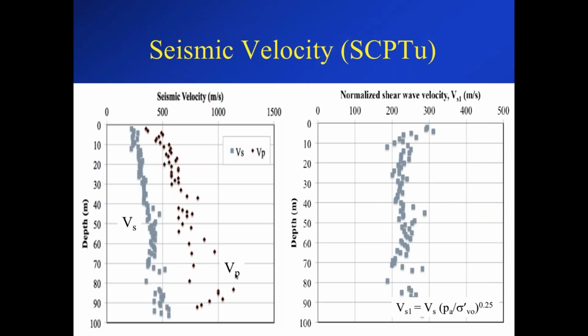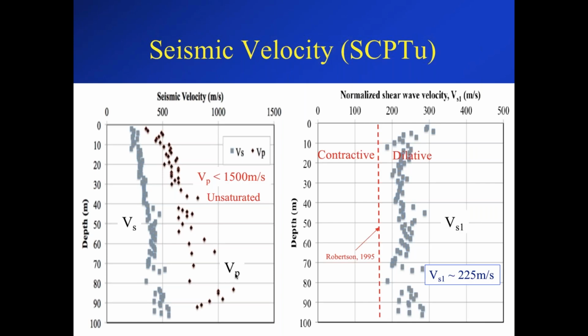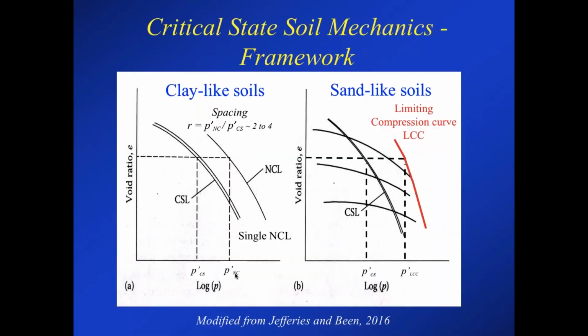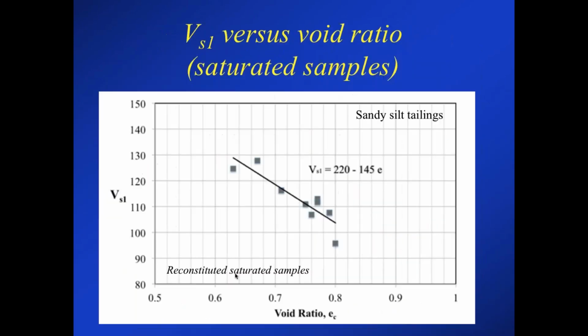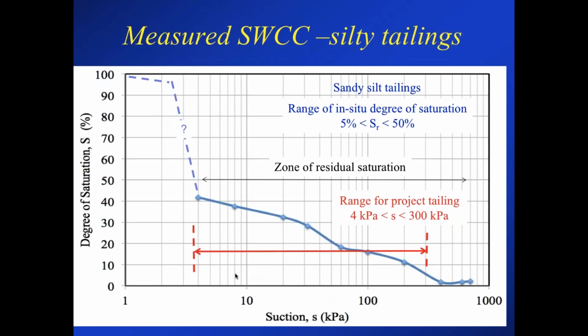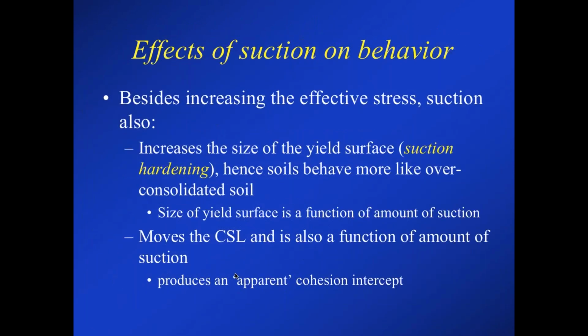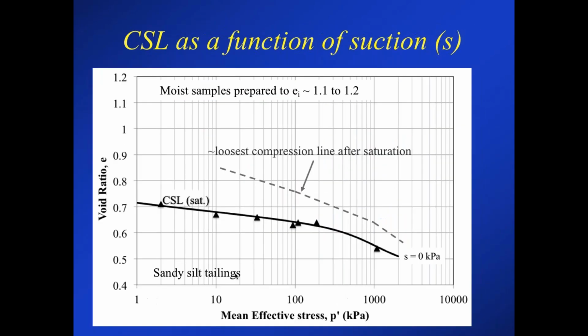Are both saturated and unsaturated critical state line tests based on moist tamp samples? Yes. So all of the testing we did, we made samples as loose as we could using moist tamping. And the reason for that is we specifically wanted to determine this loosest compression line, because that in a sense creates a reference to the critical state line.